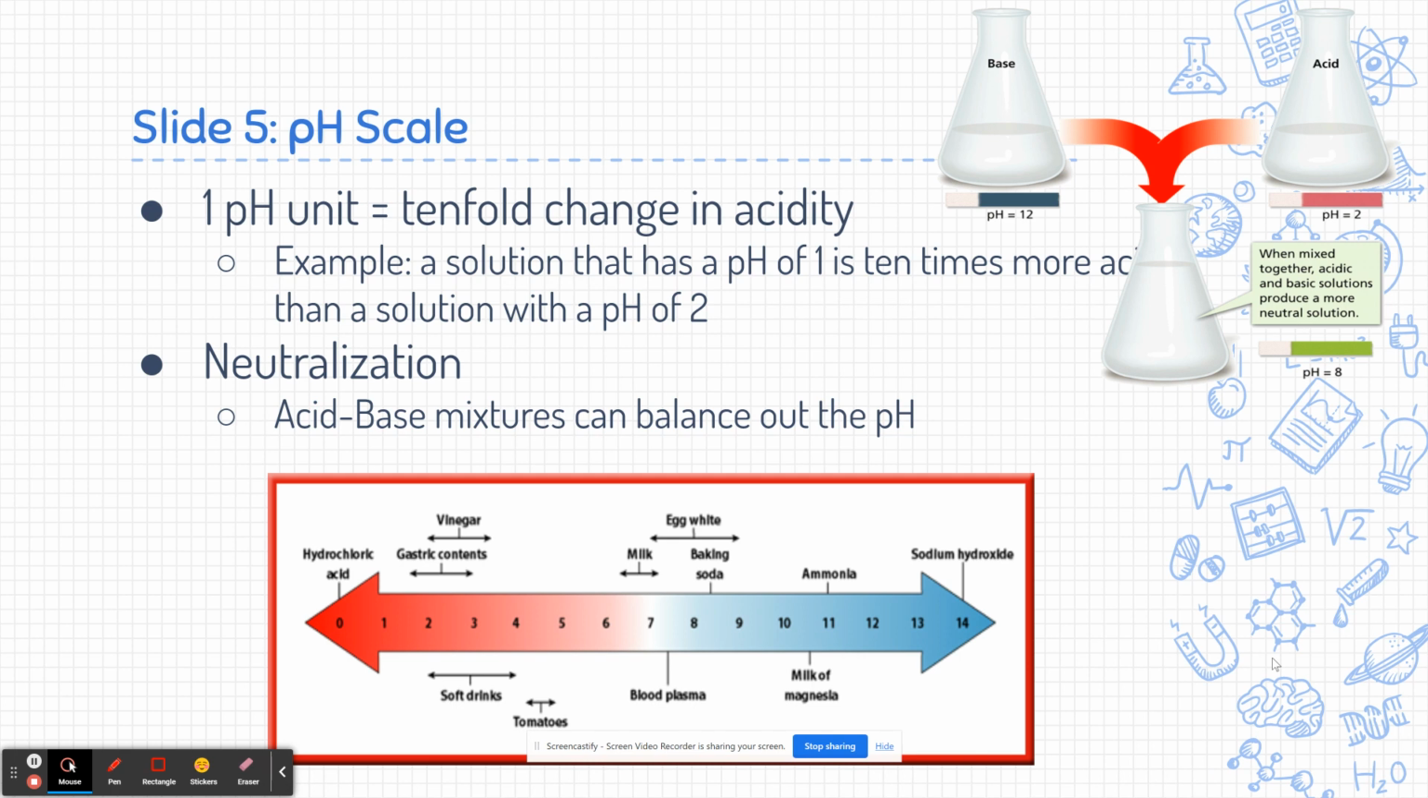Because the mixture is not as acidic or basic as the individual start solutions. For example, in the picture in the upper right-hand corner of your screen, the base has a pH of 12 and the acid had a pH of 2. When the two are mixed together, a more neutral solution with a pH of 8 is produced.